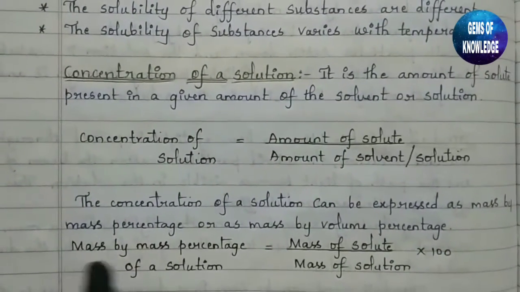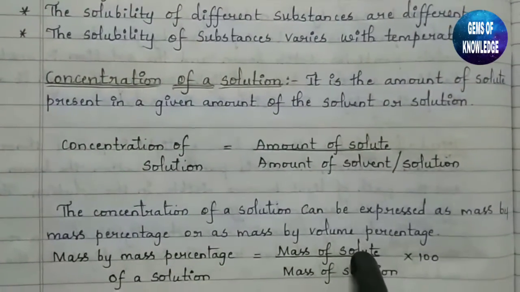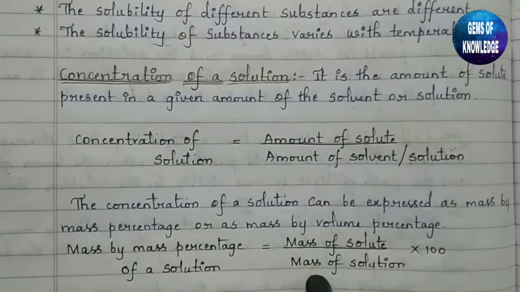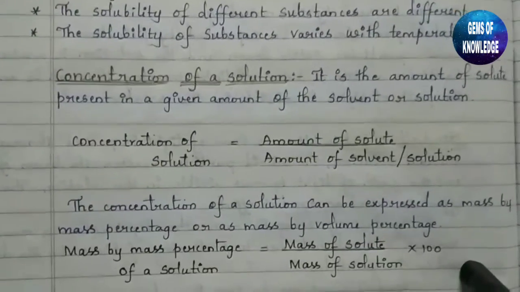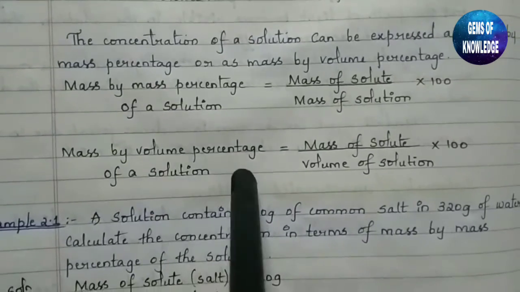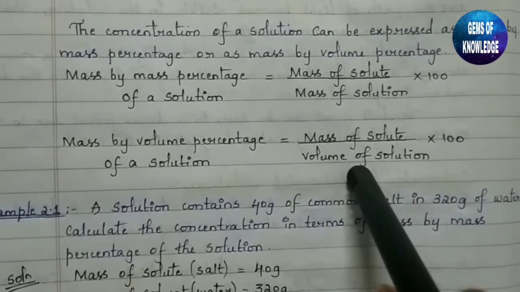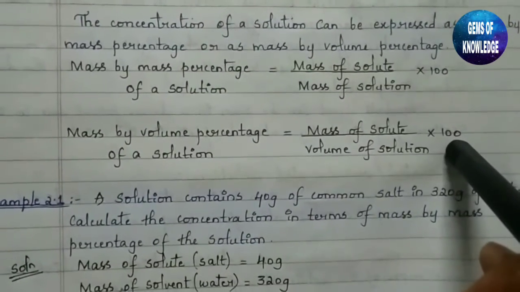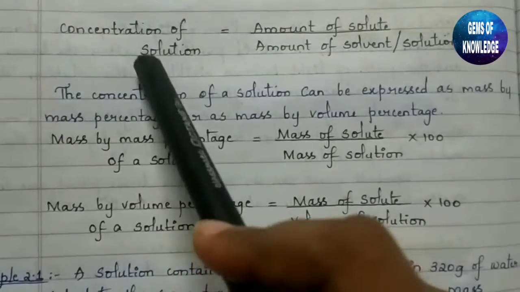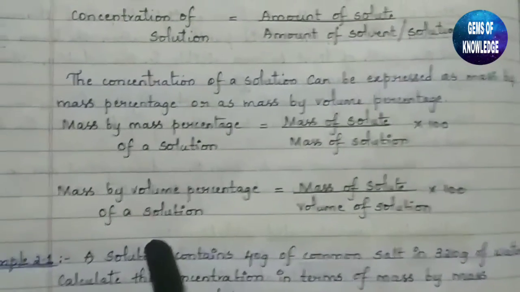So here you can see mass by mass percentage. The formula for mass by mass percentage is the mass of the solute divided by the mass of the solution, multiplied by 100. Similarly, the formula for mass by volume percentage is the mass of the solute divided by the volume of the solution, multiplied by 100. These are the formulas to calculate the concentration of a solution, as mass percentage or volume percentage.